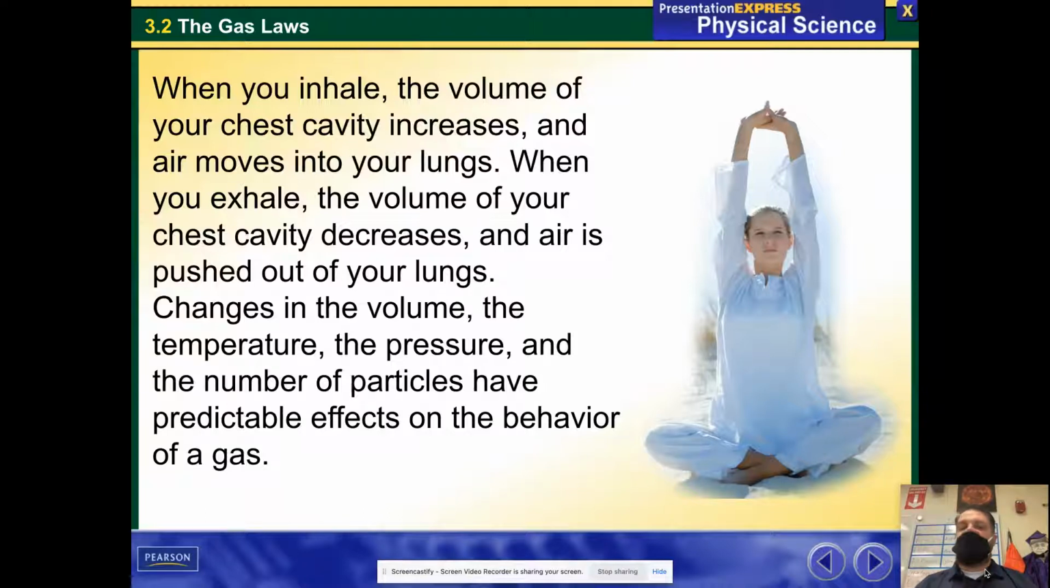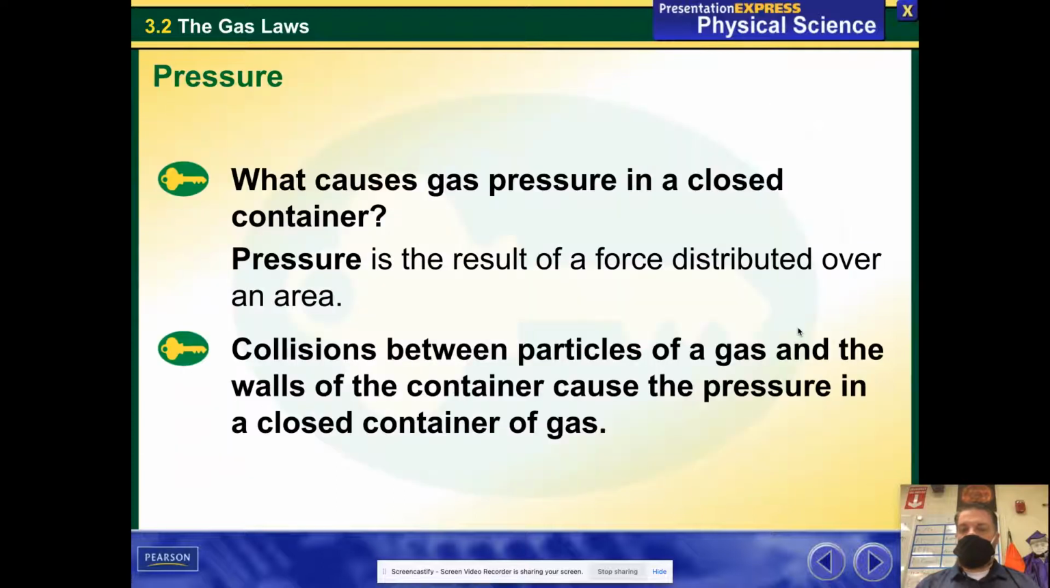Remember we talked about that. Heat and energy are related. Heat is a type of energy. So what causes gas pressure in a closed container? Well, pressure is a result of the force distributed over an area. Look at the board. See how those gas particles are moving around? They're bumping into the sides of the container. Now, if I put more molecules into that container, it's going to push up against the sides of the container. Collisions between the particles of gas and the walls of the container cause the pressure in a closed container.